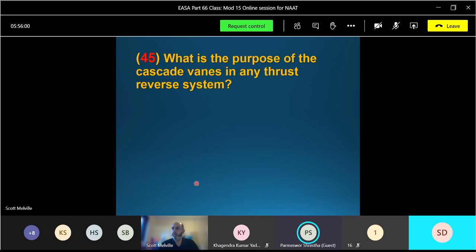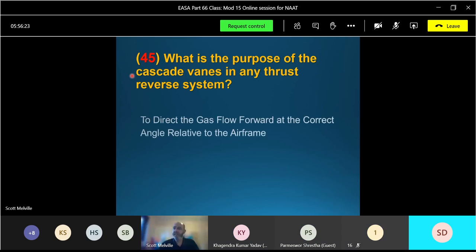Right, where are we? What is the purpose of the cascade vanes in any thrust reverse system? To eject the air. Yeah, at what angle? 45. Yeah, it just happens to be question number 45 as well. Okay, they direct the gas flow forward at the correct angle relative to the airframe, at 45 degrees. Good.